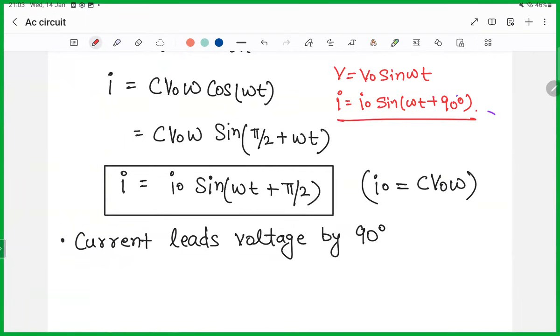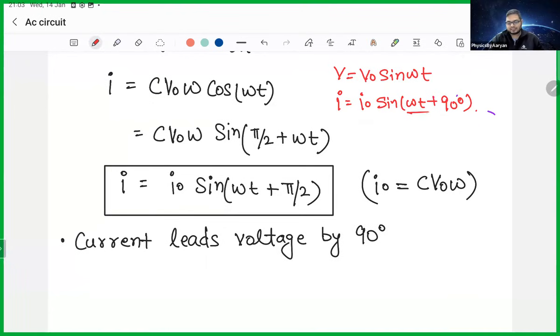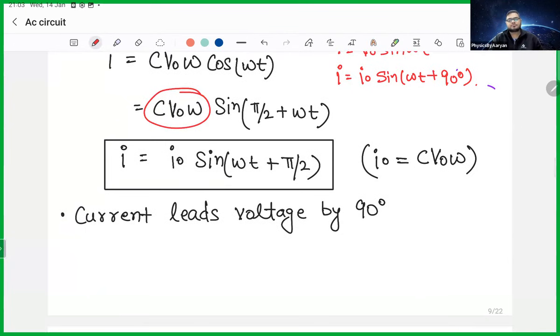Omega t plus 90. It's not 90, because this entire thing is the phase. If someone asks what the initial phase is, that is 90. Or if someone asks what the phase difference between them is, that is 90. The phase of this is omega t, the phase of this is omega t plus 90. The difference of them is 90. And I naught is given by C V naught omega.